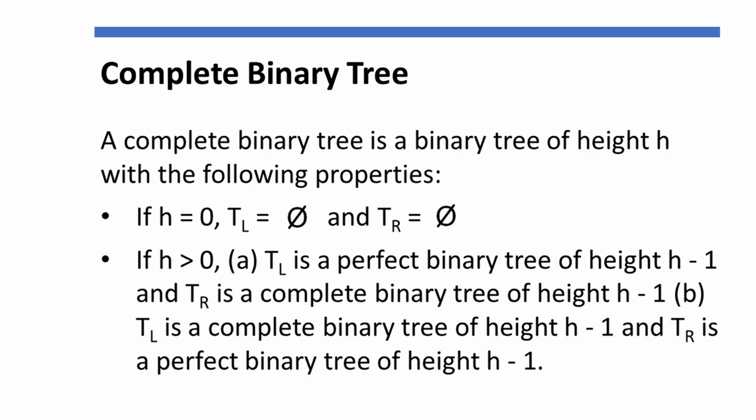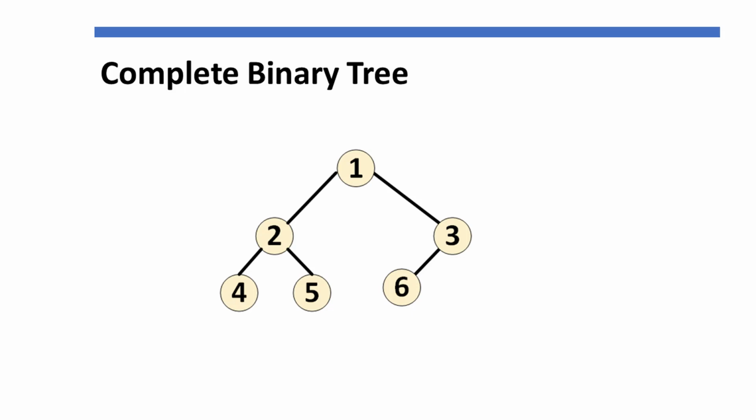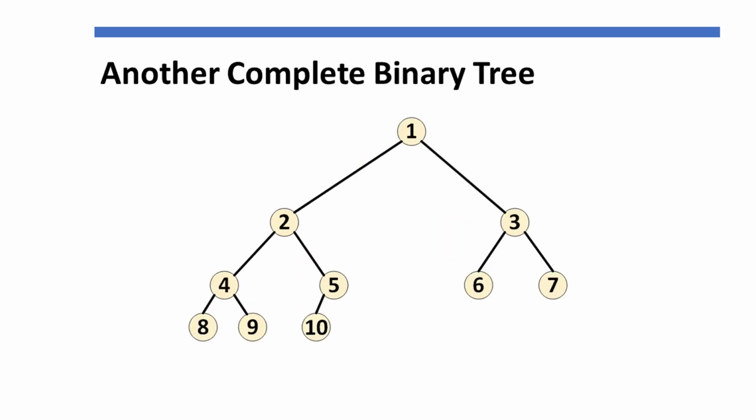A perfect binary tree is one where all the internal nodes have 2 children and all of the leaves are at the same level. Here's an example of a complete binary tree. Here's another example of a complete binary tree. A complete binary tree is a tree in which all the levels are full except for the bottom level, and the bottom level is filled left to right. Each subtree also has a parent node with 1 or 2 child nodes.